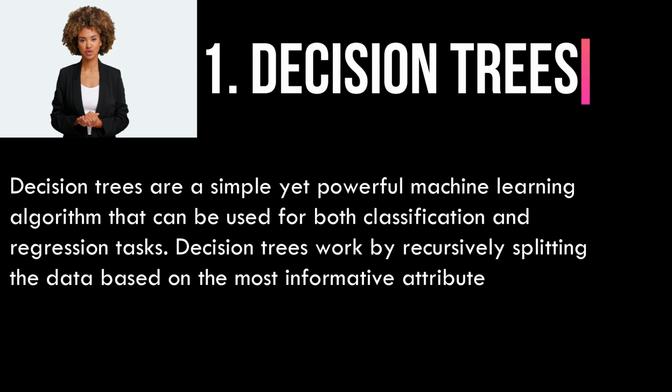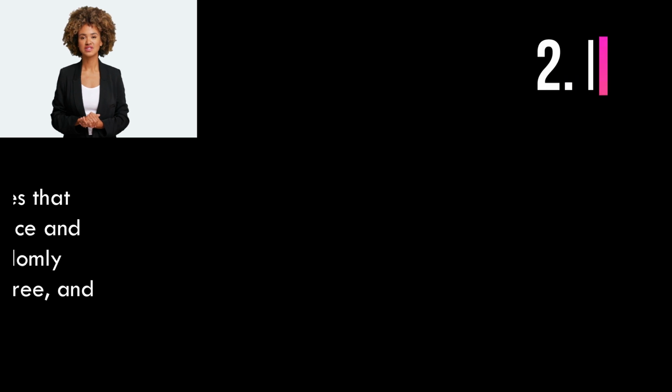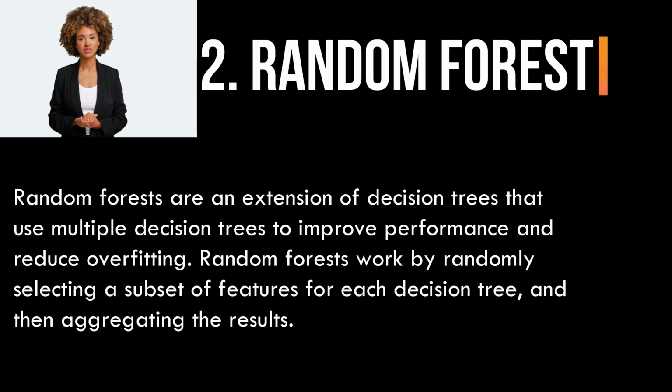1. Decision trees. Decision trees are a simple yet powerful machine learning algorithm that can be used for both classification and regression tasks. Decision trees work by recursively splitting the data based on the most informative attribute. 2. Random forest. Random forests are an extension of decision trees that use multiple decision trees to improve performance and reduce overfitting. Random forests work by randomly selecting a subset of features for each decision tree, and then aggregating the results.